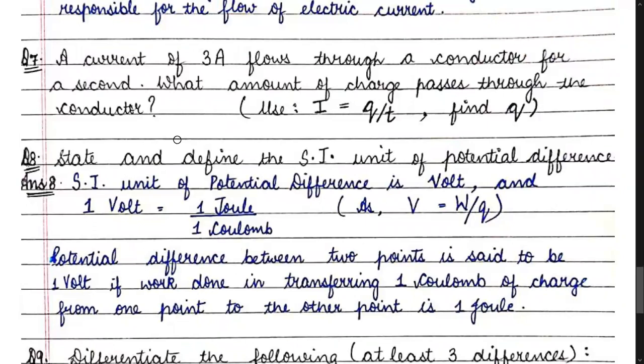Next question is a numerical. A current of 3 ampere flows through a conductor for a second. So current is 3 ampere and time is 1 second. What amount of charge passes through the conductor? So use the formula I is equal to Q by t and you have to find the value of charge. That will be current multiplied by time. So 3 multiplied by 1, 3, and the unit should be written as coulombs. 3 coulomb.